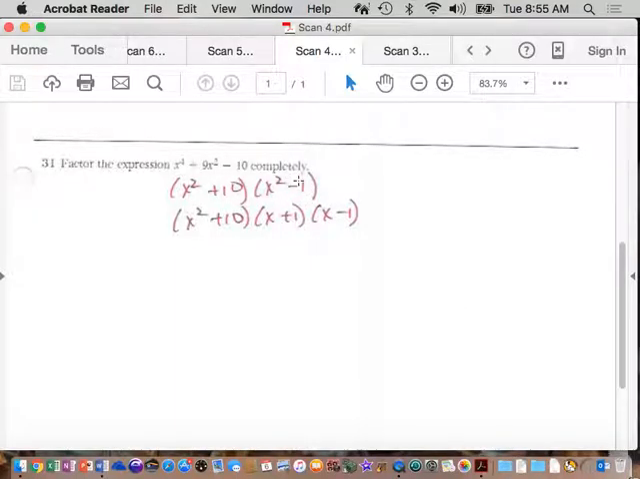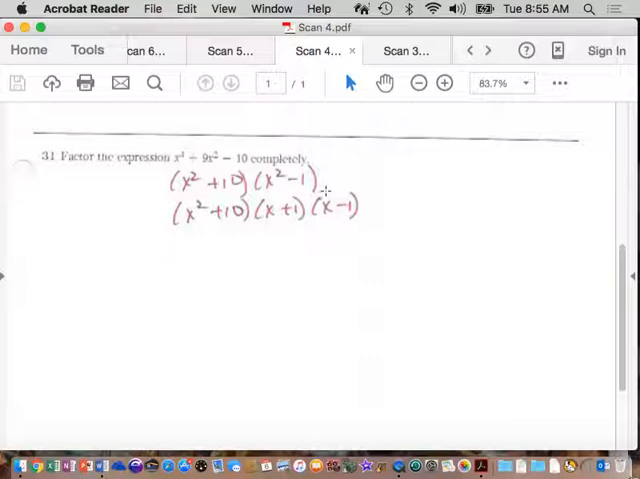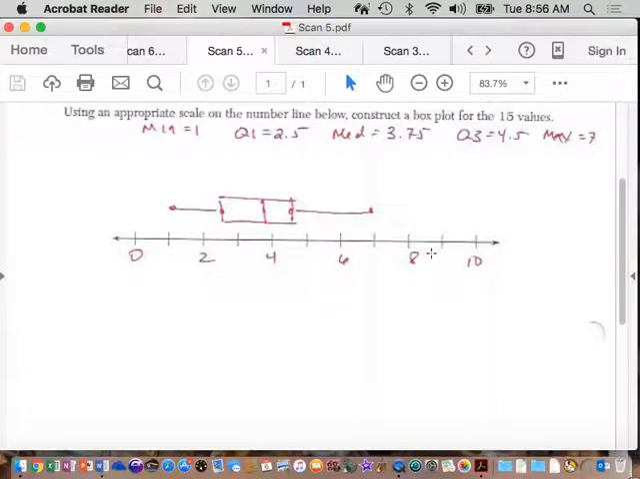Keyword, completely. What does completely always mean? It means 2 steps. So, the first step is x squared plus 10 times x squared minus 1. Then I have to factor the x squared minus 1, difference of 2 perfect squares, x plus 1, x minus 1. Okay? Again, most people will get either full credit or they'll forget to have done this and they'll get 2 out of 4. All right, and now, last but not least, the box and whisker plot.